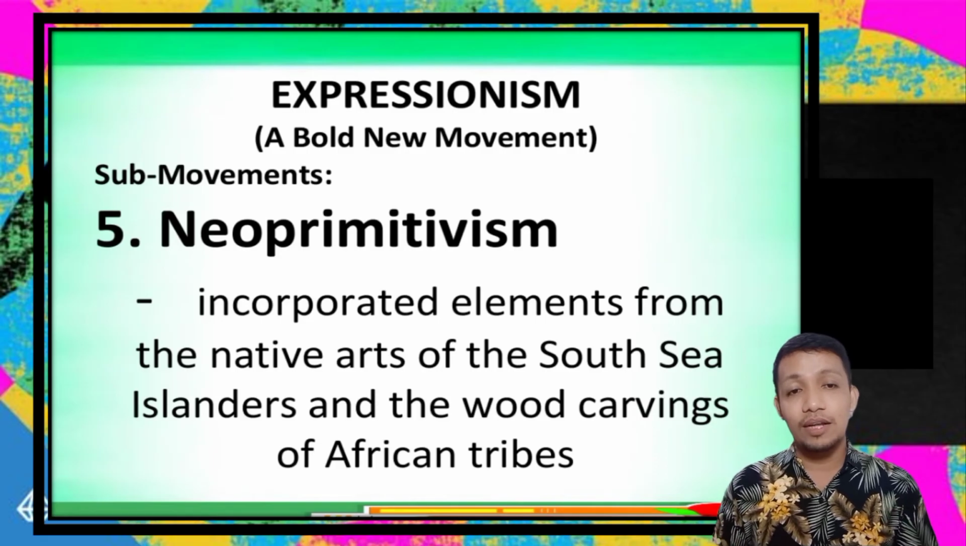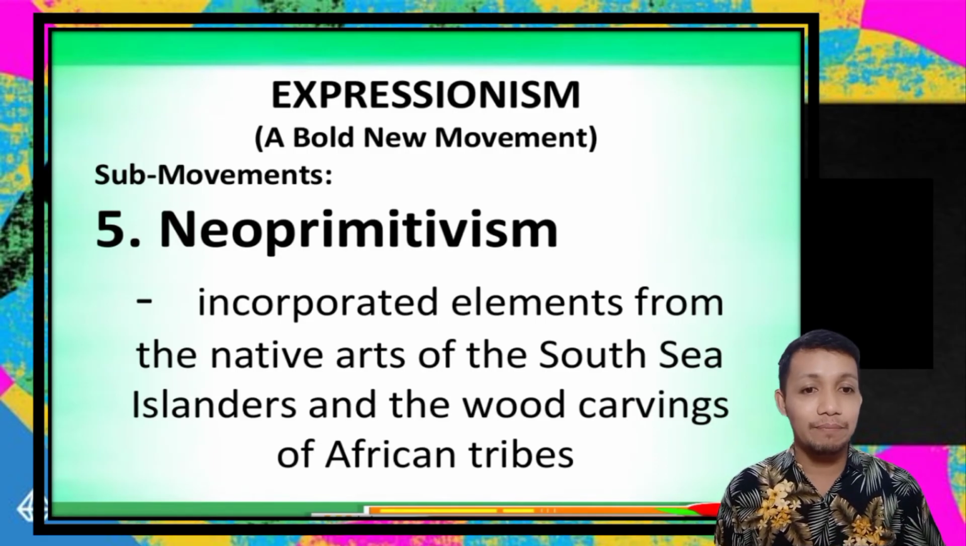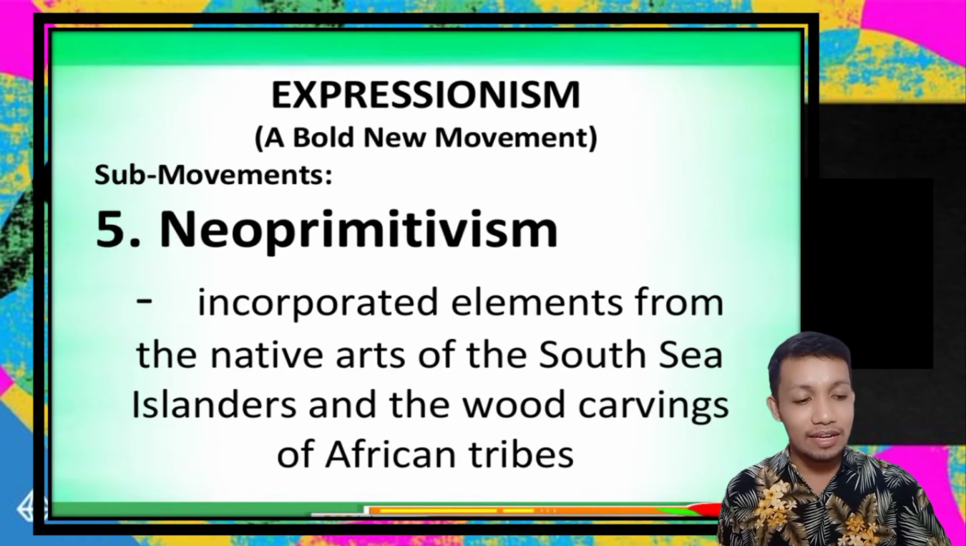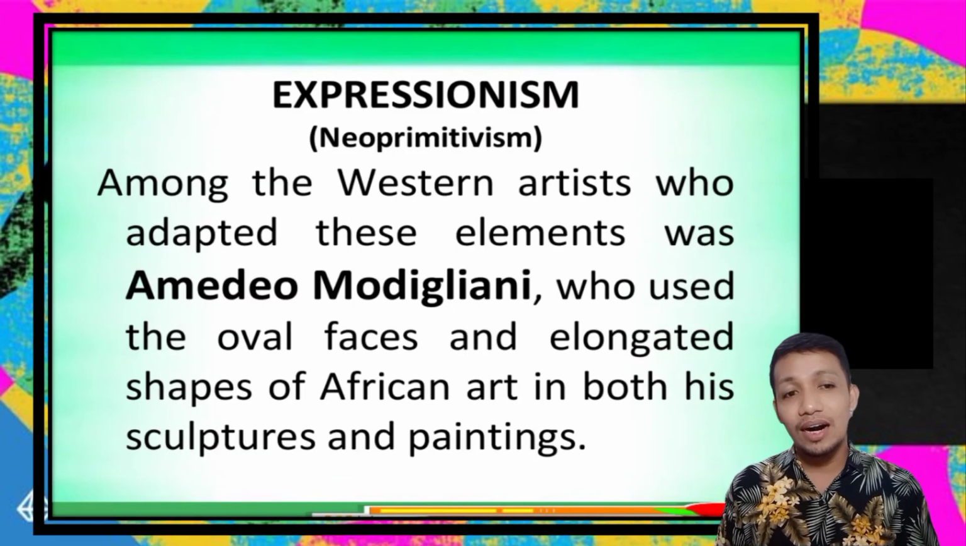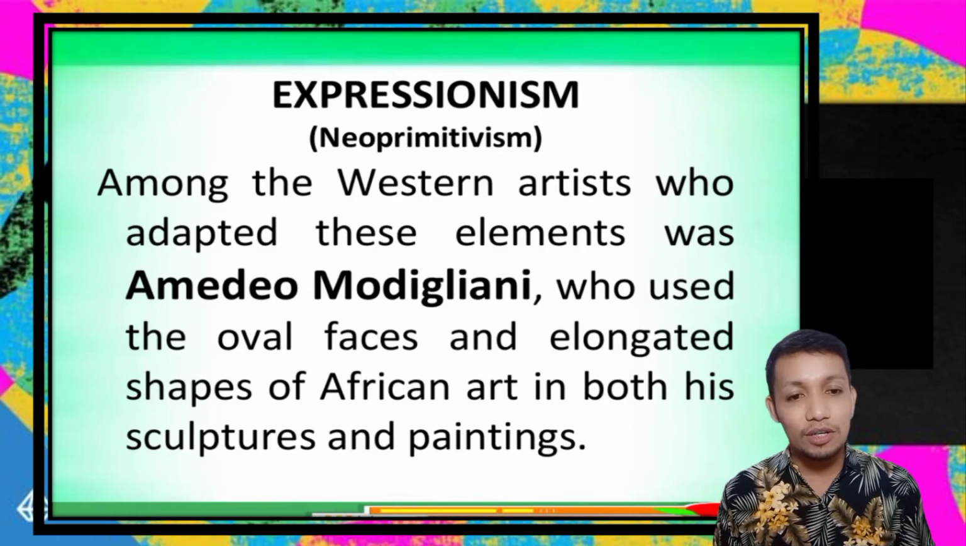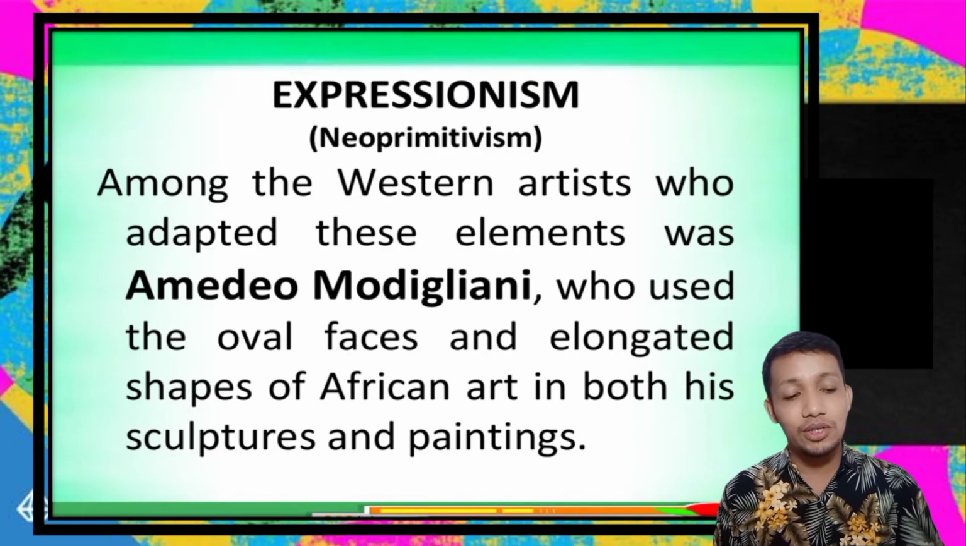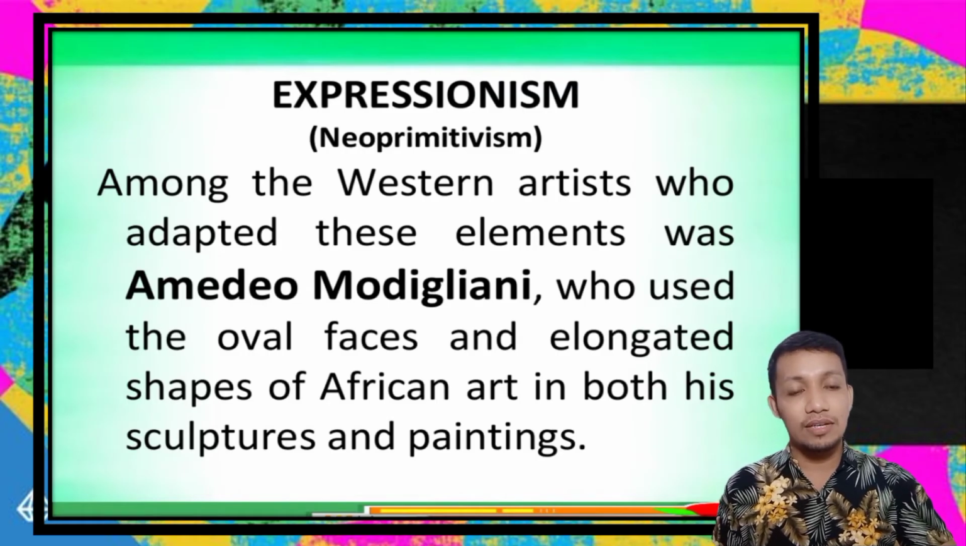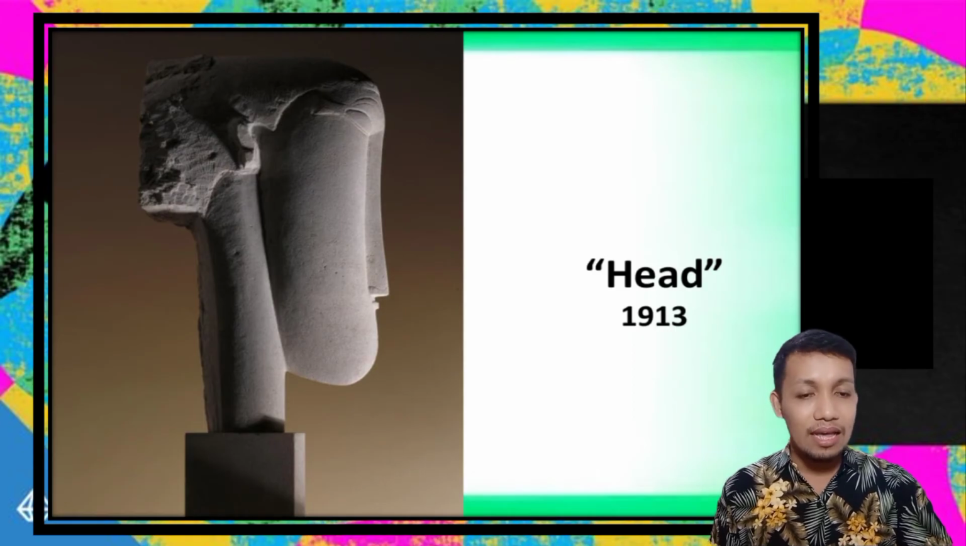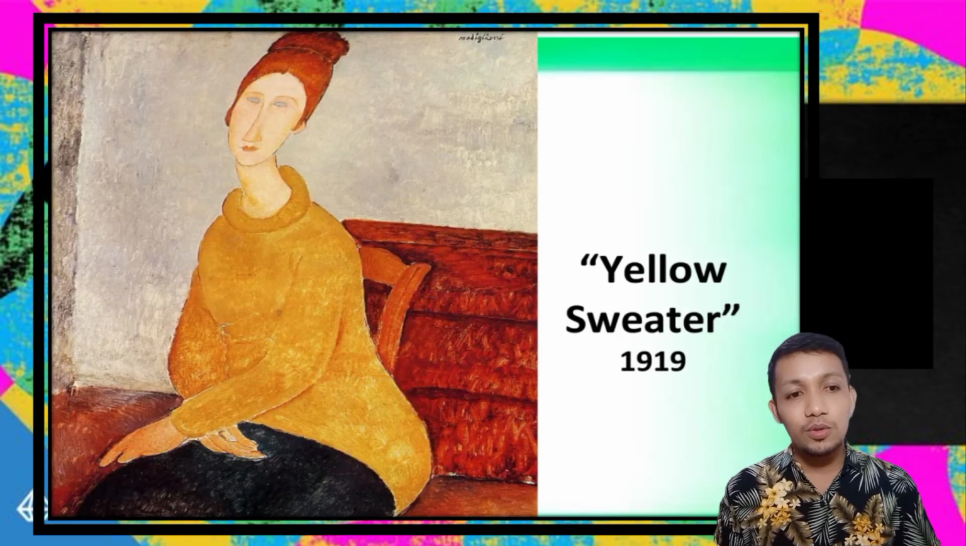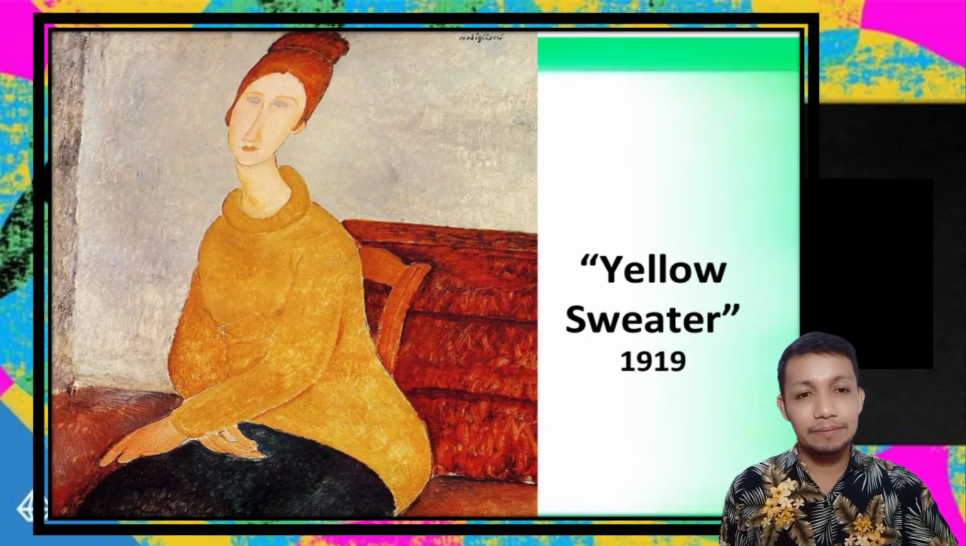And the last subcomponent of expressionism is Neoprimitivism. It incorporated elements from the native arts of South Sea Islanders and the wood carvings of African tribes. Among the Western artists who adopted these elements was Amedeo Modigliani, who used the oval faces and elongated shapes of African art in both his sculptures and paintings. One example of Neoprimitivism sculpture is Head in the year 1913 and also Yellow Sweater in the year 1919.